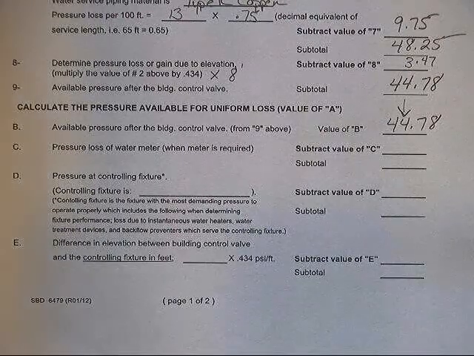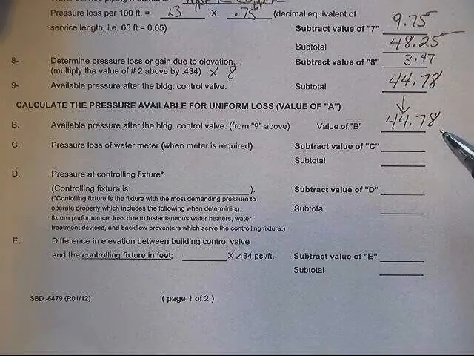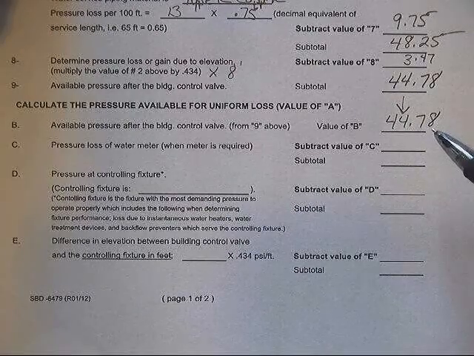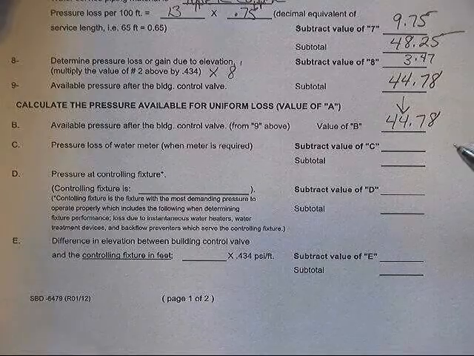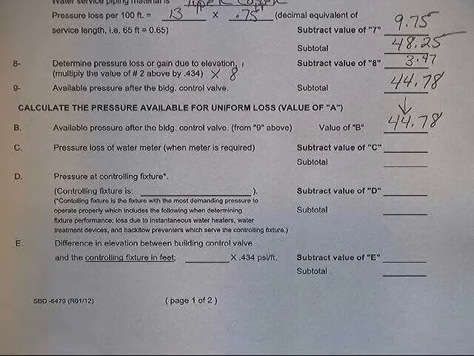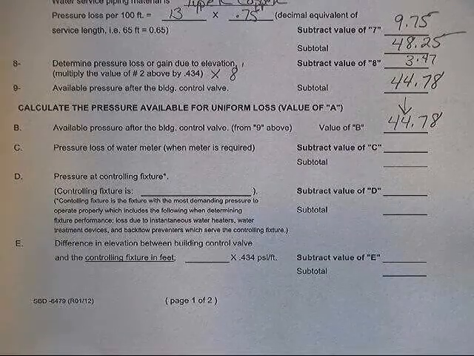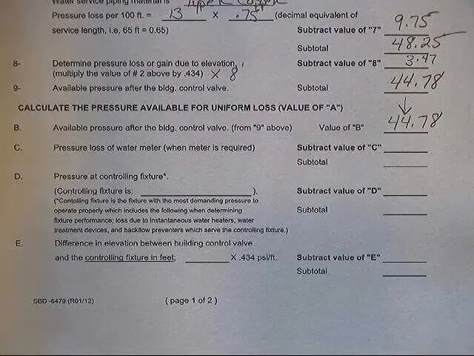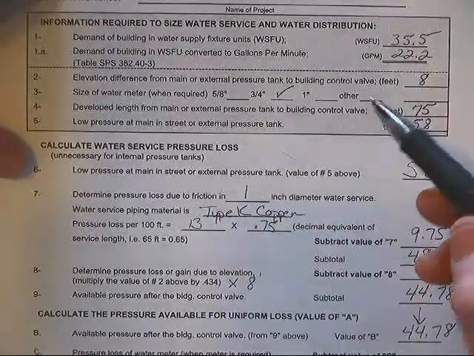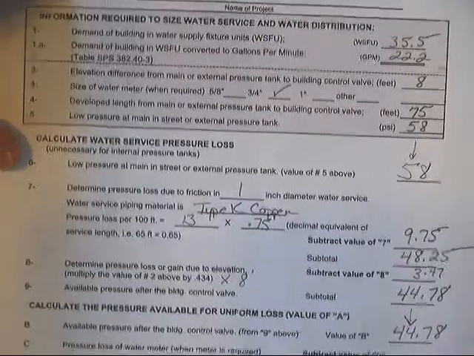So, in this example, I have come up with a pressure available at the building control valve of just shy of 45 pounds. We're at 44.78 pounds of pressure. The next thing I need to do is determine what the pressure loss will be through the meter. If you look back here, we had selected that we were going to install a 3/4 inch meter.